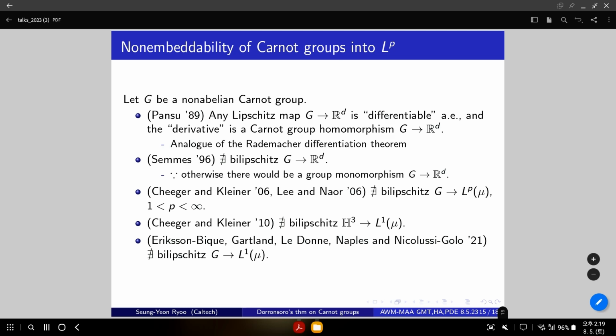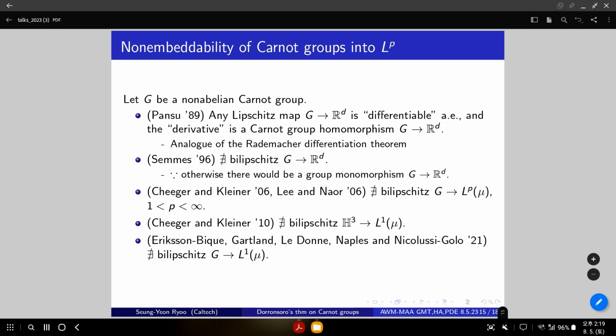In the special case of L1 targets, which is special because it's not uniformly convex, Cheeger and Kleiner have subsequently shown that you cannot embed H3 into L1. And Eriksson-Bique, Gartland, Le Donne, Lisa Naples, who is here, and Nicolas Nicolau have shown that there exists no bilipschitz embedding of G into L1. I think Lisa will present the last result later today. So this tells us that these do not embed into LP.